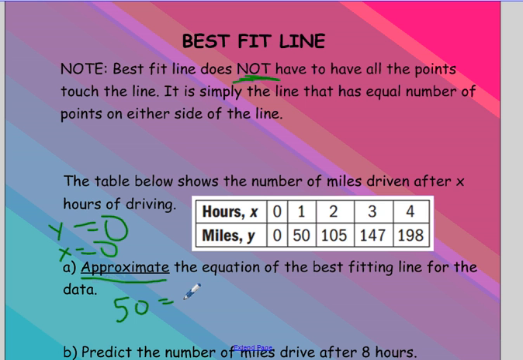So if I have 50 and I'm driving 1 hour, what does m have to be? Well, m has to be 50, right? So if I'm driving 2 hours and I'm getting to be 105 miles, what is the approximate value of m? It's 50. So my equation is going to be y equals 50 times x.